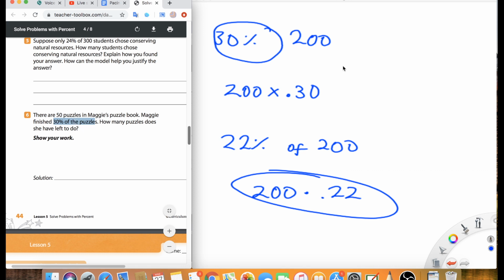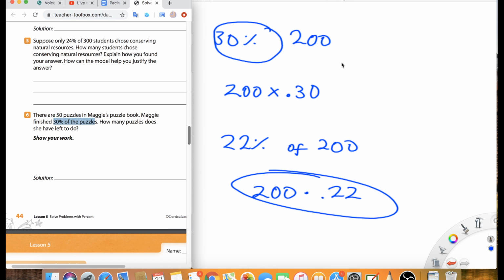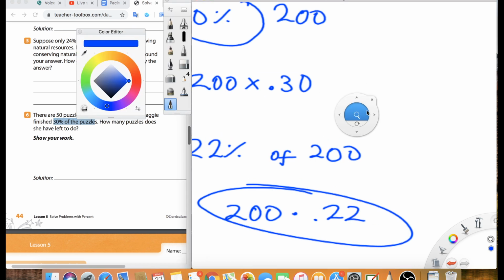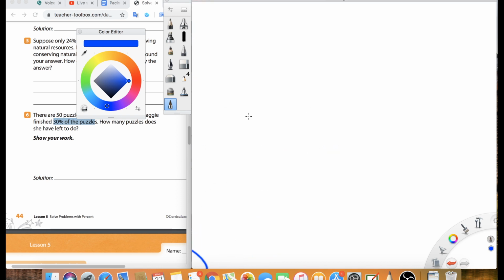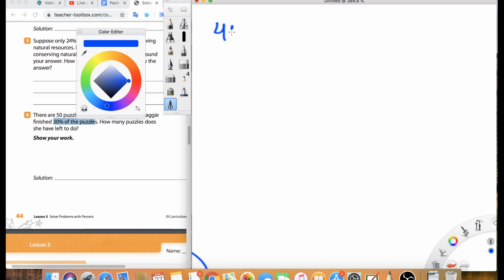Now, let me do an example for you, but I'm going to do an example that's 40% of the puzzles, just so you can see the steps on how to complete this. So let's say that this person did 40% of the puzzles, right? Of the 50 puzzles. And when I do this multiplication, just go ahead and trust me, it's going to be 20. So that means that this person did 20 puzzles already.